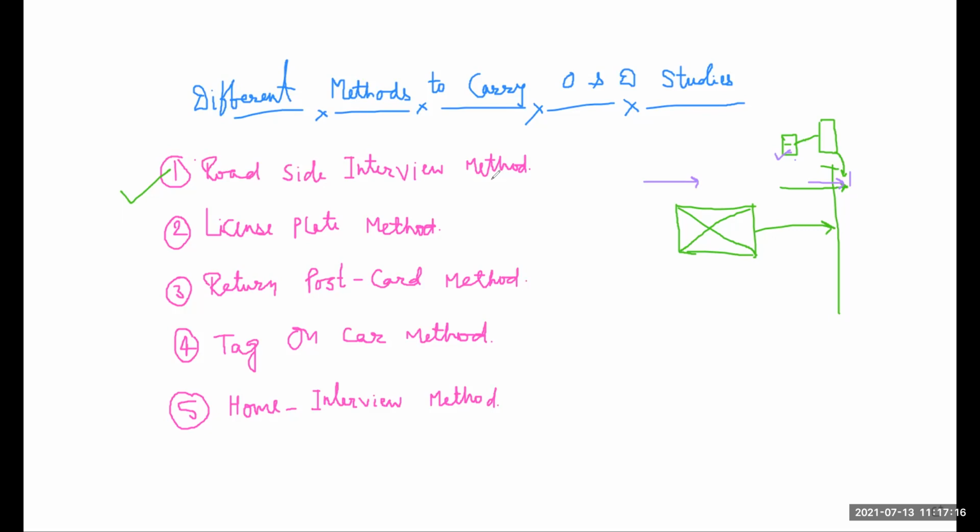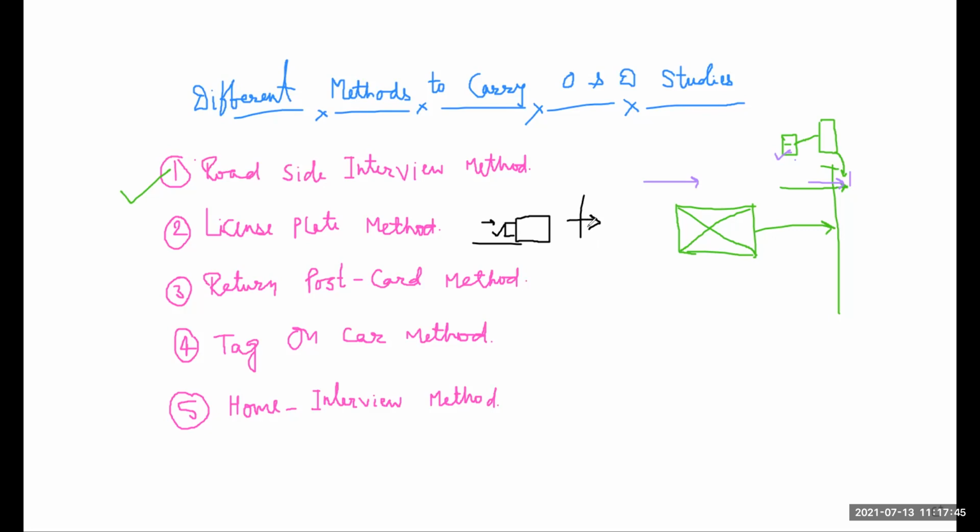From the license plate method, you have all observed that every vehicle has its own license, and each vehicle also has a vehicle number behind it. Basically, from that vehicle number they observe from which district or which state the maximum number of vehicles are passing through that particular section. So this is another method from which we find our origin and destination study.